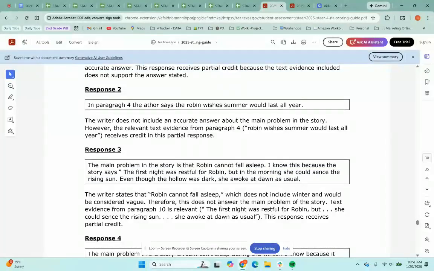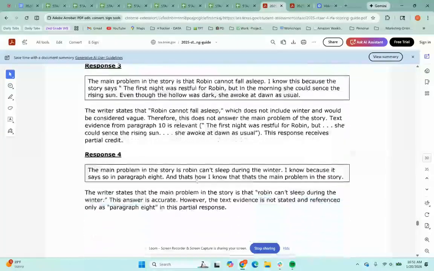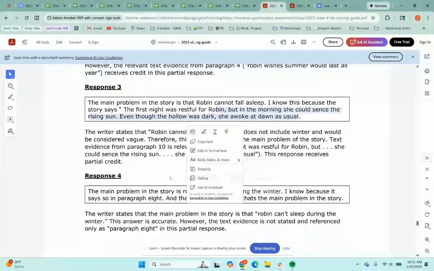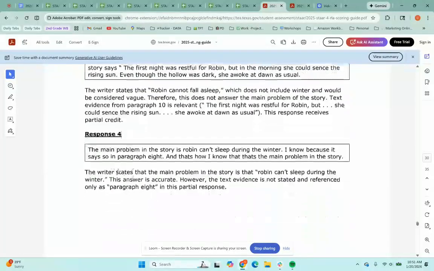So they actually got the point for the text evidence, which is amazing. But it did not get the 2 points because the answer was wrong and the evidence was supposedly right. Okay, number 4. The main problem is a robin can't sleep during the winter. That is correct. But let's look at the evidence.